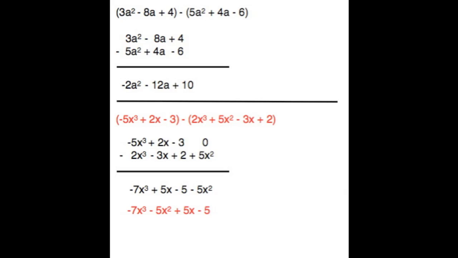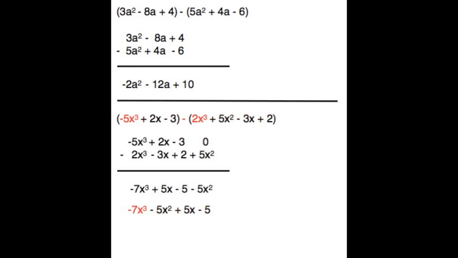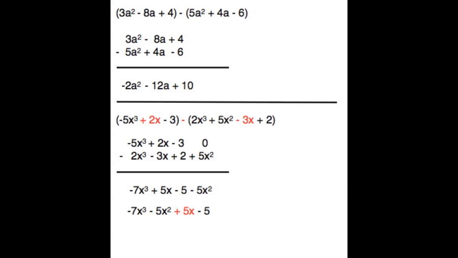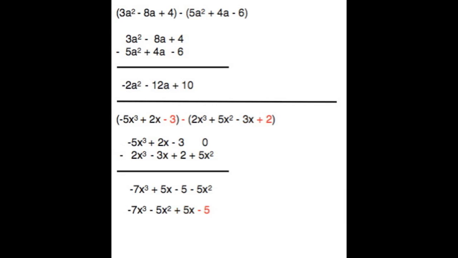Let's check our work now to ensure accuracy. We did negative 5x to the third minus 2x to the third. This equals negative 7x to the third. Then we did nothing, or 0, minus 5x squared, which got us negative 5x squared. Then we did a positive 2x minus a negative 3x. This got us a positive 5x. Lastly, negative 3 minus 2. This got us negative 5. So our answer checks out.